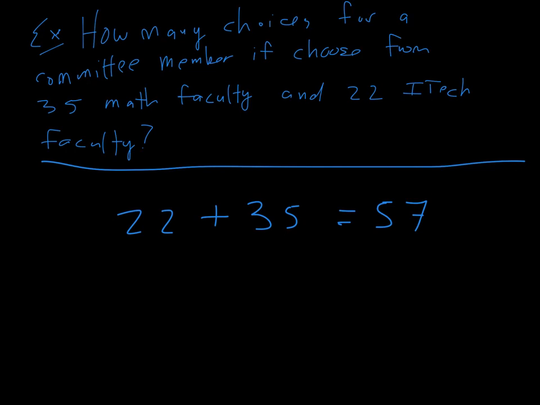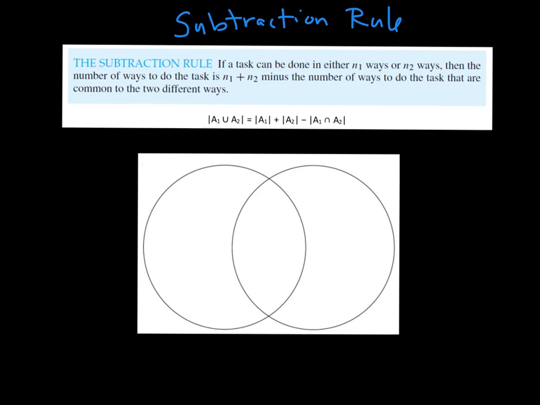Okay, now let's see what happens if there is an overlap between the two different tasks. This is called, the book calls it the subtraction rule. So again, let's read this explanation and then look at the Venn diagram for a little bit of motivation. If a task can be done in either N1 or N2 ways, then the number of ways to do the task is N1 plus N2 minus the number of ways to do the task that are common to the different ways. So let's go ahead and name these sets A1 and A2. And the formula is given right here.